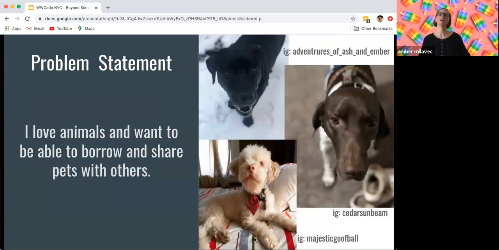Here's an example of a problem statement. So if we were to think about, hey, I love animals. I absolutely love animals. In fact, that's my dog Wolfgang there in the tie. He's very, very majestic. I want to be able to borrow and share pets with others. So I have a dog who loves to be around other people, and he really wants to spend time with other people. Or I'm a person who doesn't have pets because I'm not allowed to have them in my apartment, but I sometimes want to borrow somebody's to go play with them in the park. So this is a problem statement, pretty high level.